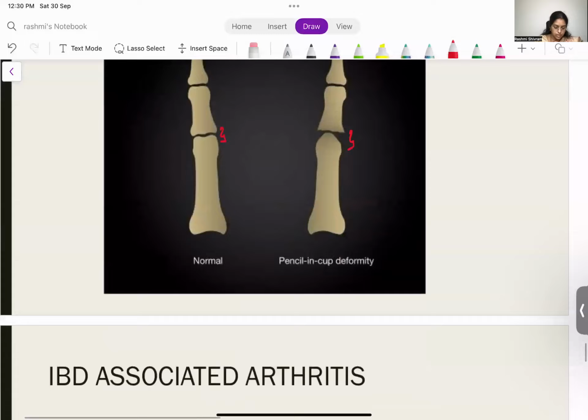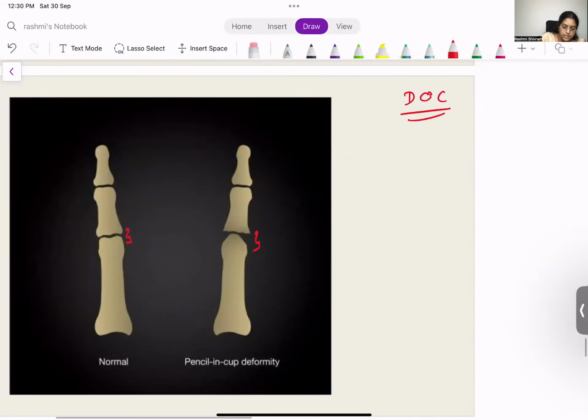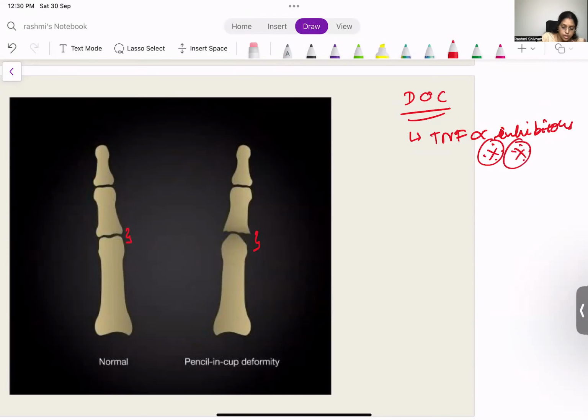So what is the drug of choice for these patients? We have already discussed this. You need to give TNF alpha inhibitors. The drug of choice will be TNF alpha inhibitors. These are very, very important. What is the side effect of these TNF alpha inhibitors?